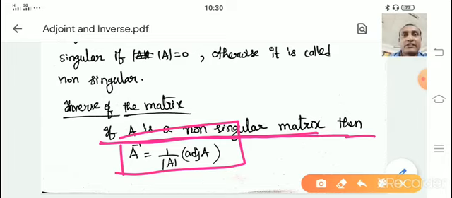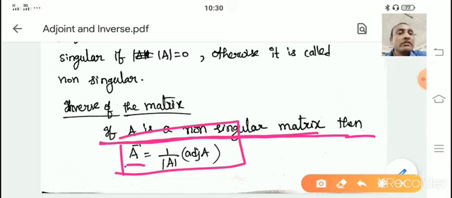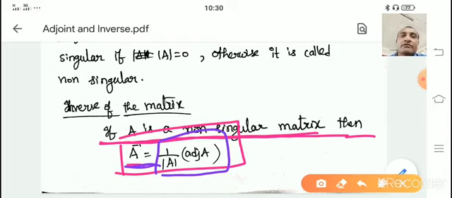Many steps you will take, or not? Instead of that, you can use A inverse is equal to 1 by det A into adjoint A. That is the formula for finding the inverse of the matrix. Now, how has that formula come?